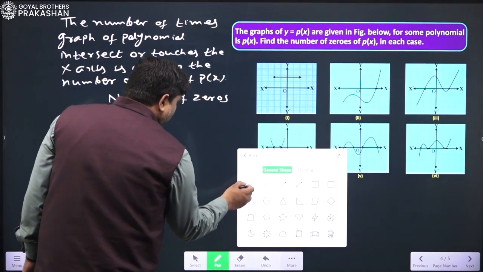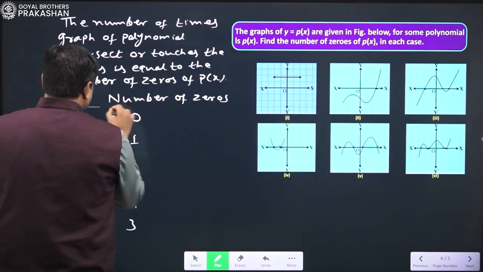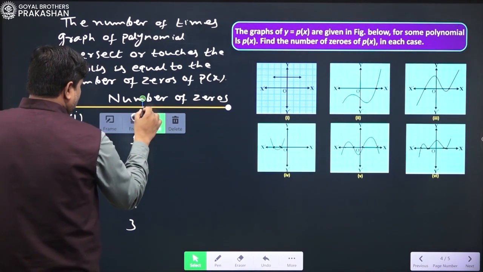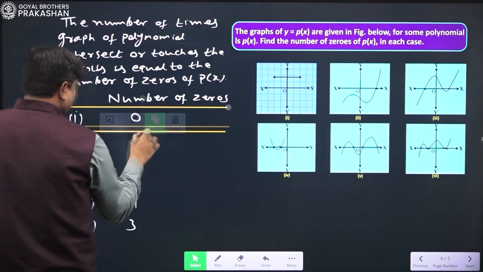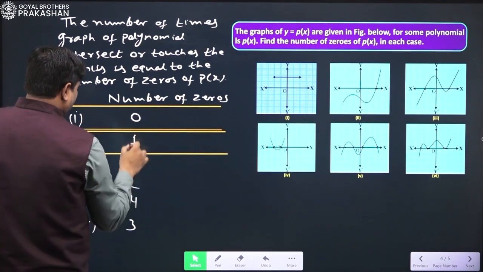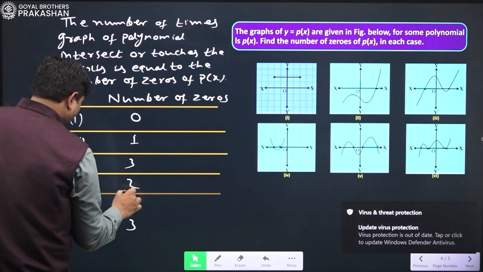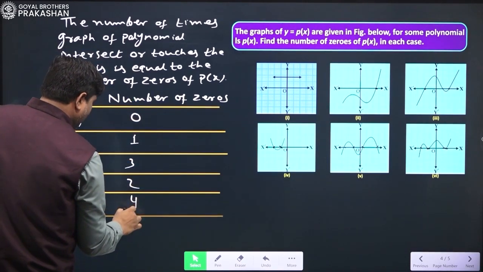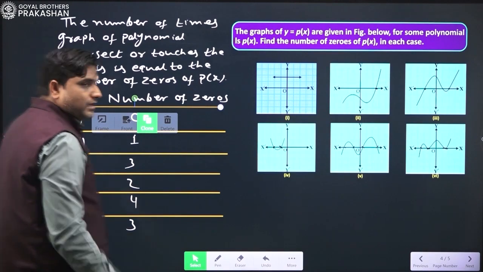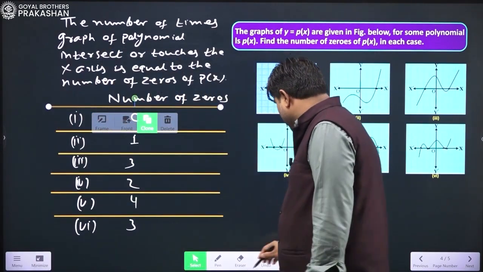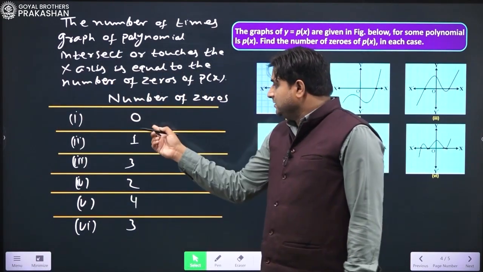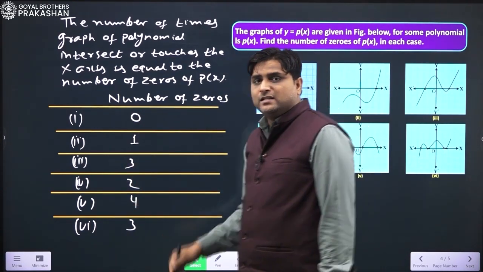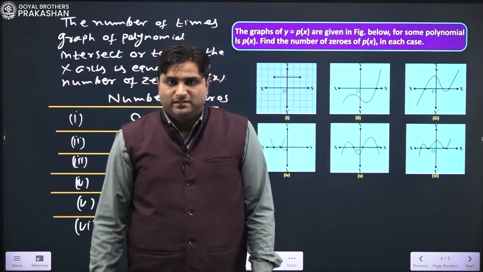So this is our final answer: the number of zeros for the first part is 0, for the second part it is 1, for the third part it is 3, for the fourth part it is 2, for the fifth part 4, and for the sixth part the number of zeros is 3. That's all for the question.